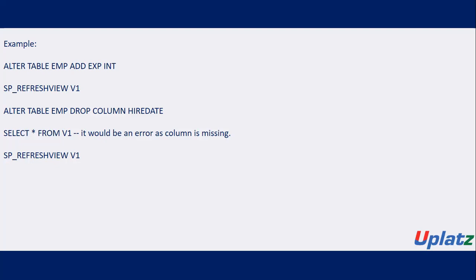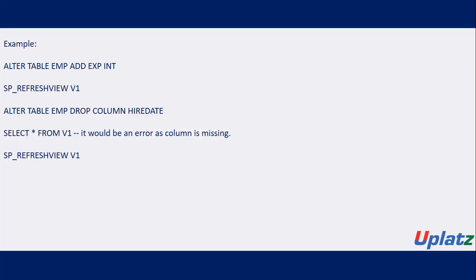Okay, now select star from v1. It would be an error as a column is missing. So what happens is, after deleting the column hire date from the table employee, we are directly trying to fetch the view, that is v1. If we execute the query select star from v1, then it would be an error as a column is missing, because hire date is missing from the employee table. That's why it was giving the error.